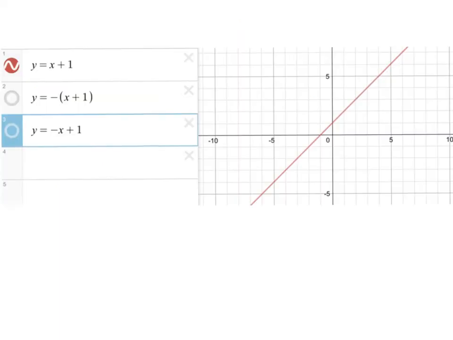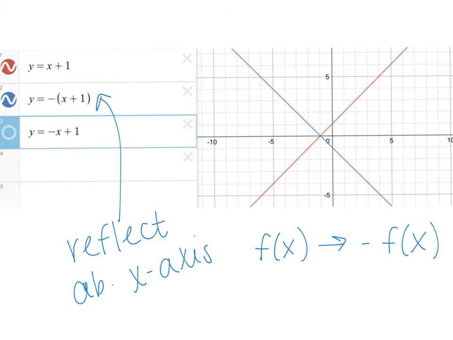So the example of y equals x plus 1 is this red line here on the graph. What's represented here with this blue line is the reflection of our original function about the x-axis. So remember that we negate the entire function. If you pick any point on this red line, like this point right here, and reflect it over the x-axis, it will be the same distance here.